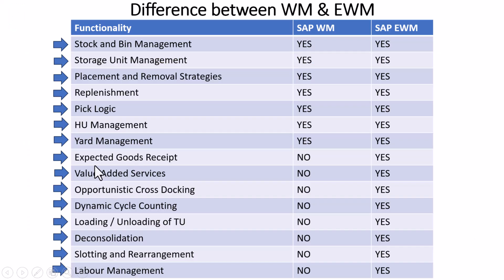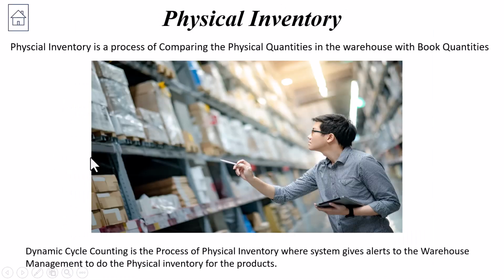After opportunity cross-docking, we have dynamic cycle counting. Before we get into cycle counting, we should know physical inventory. Physical inventory is nothing but the process of counting the products. Warehouse inspectors will thoroughly check what products are available, and whether the book quantity, which is the quantity showing in the system, perfectly matches the physical quantity in the warehouse.